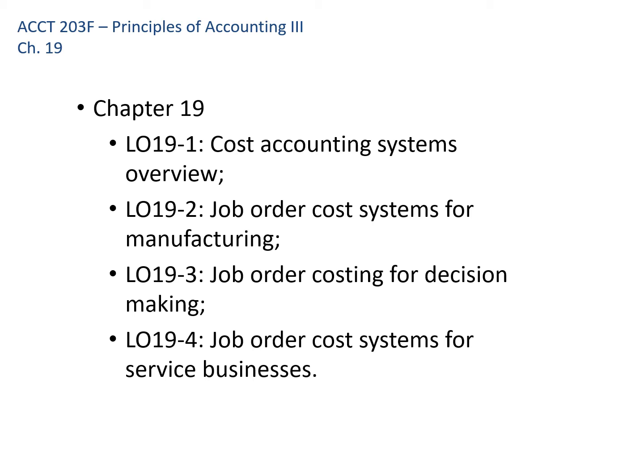So in this chapter I'll talk a little bit about different types of manufacturing environments, specifically about job order costing, and I'll compare that to process costing, which we'll study starting in the next chapter. I'll focus in this chapter really on job order costing and how that works.